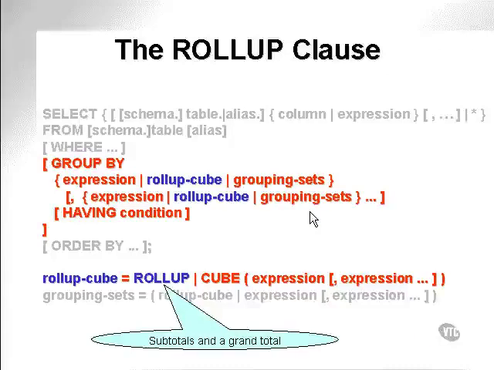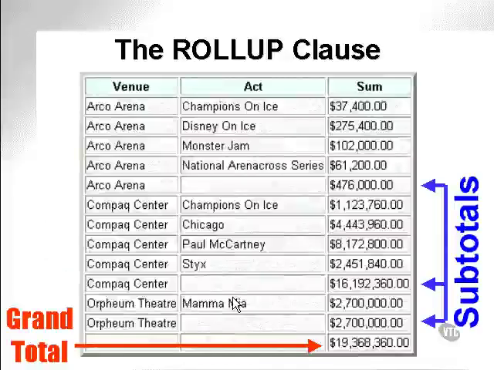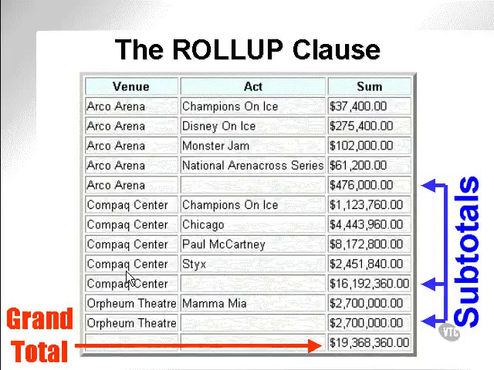Here's the syntax for the roll-up clause. As you can see, roll-up has an expression list applied to it and produces subtotals and a grand total. Looking something much like this, where we have a join on the venue and act tables and the ticket table with the total values of tickets. In this case, we produce subtotals for each venue, as you can see here, indicated by the arrows, for Arco Arena, Compact Center, and the Orpheum. A grand total is produced at the end.